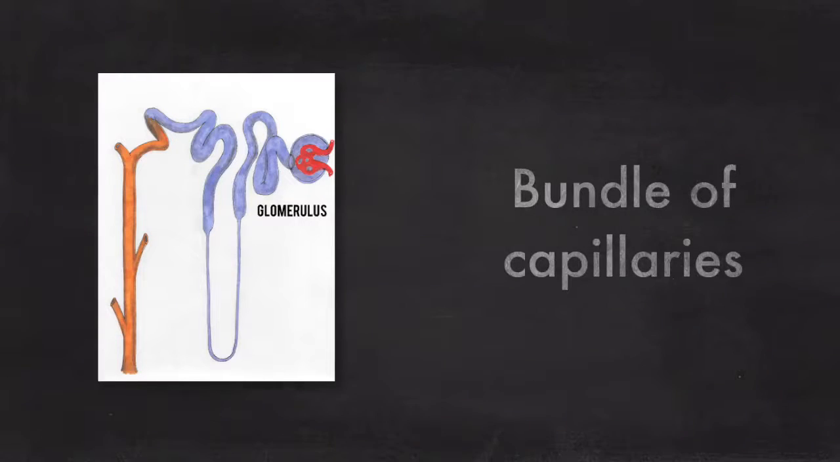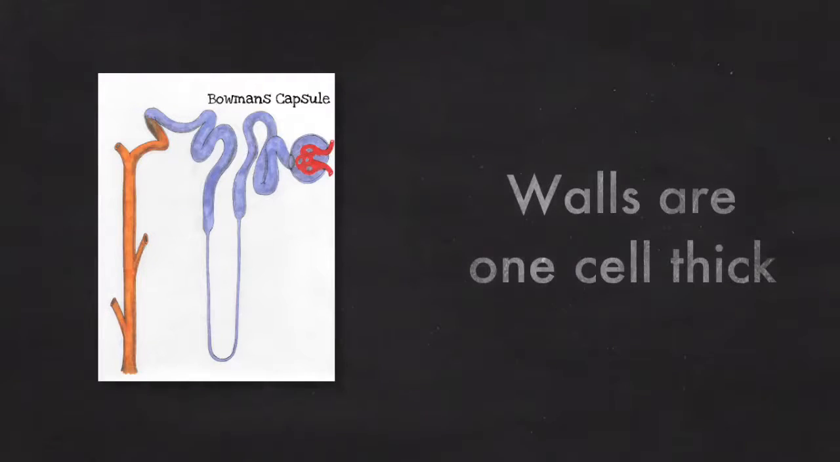Sitting into the top of the nephron is this bundle of capillaries known as the glomerulus, and the walls of the glomerulus are very porous. So the first real part of the nephron is Bowman's capsule. It's like a cup or a glass holding the glomerulus. A feature of Bowman's capsule is that its walls are very thin. They're only 1 cell thick.